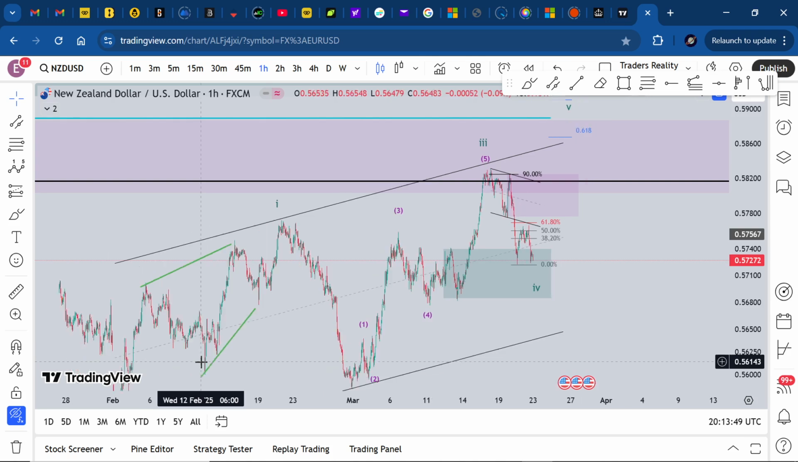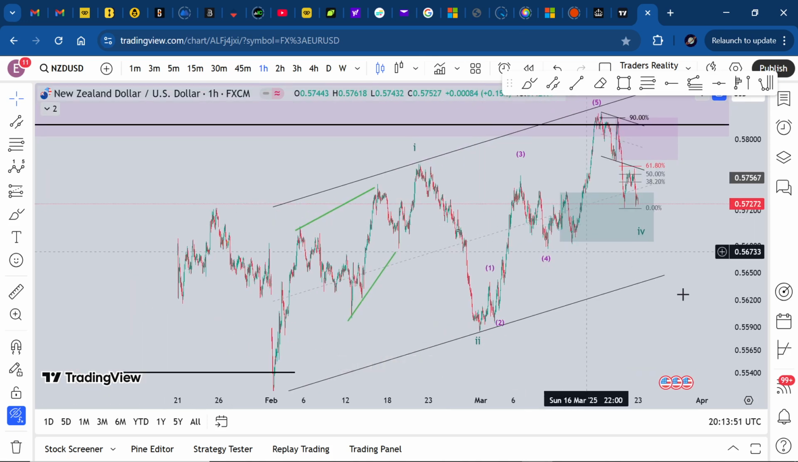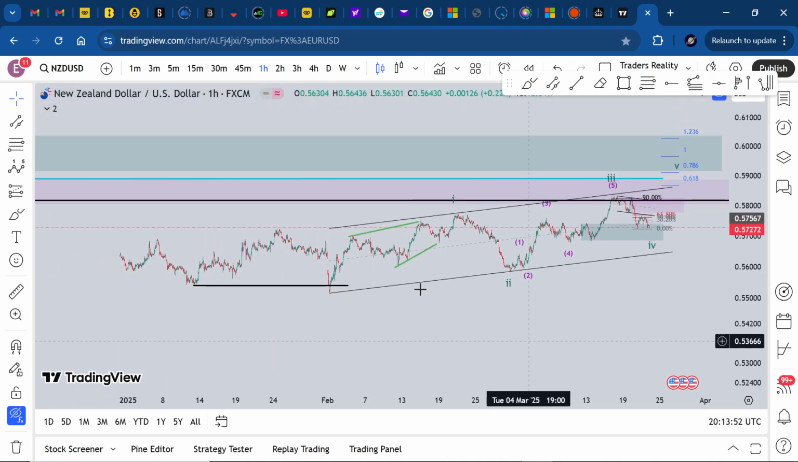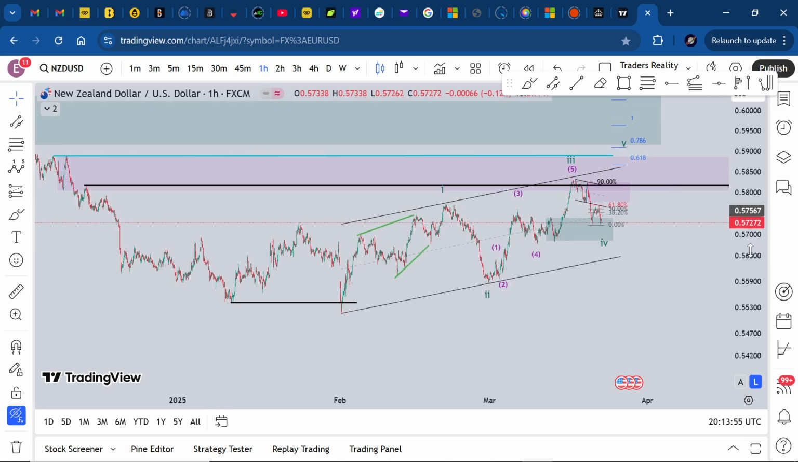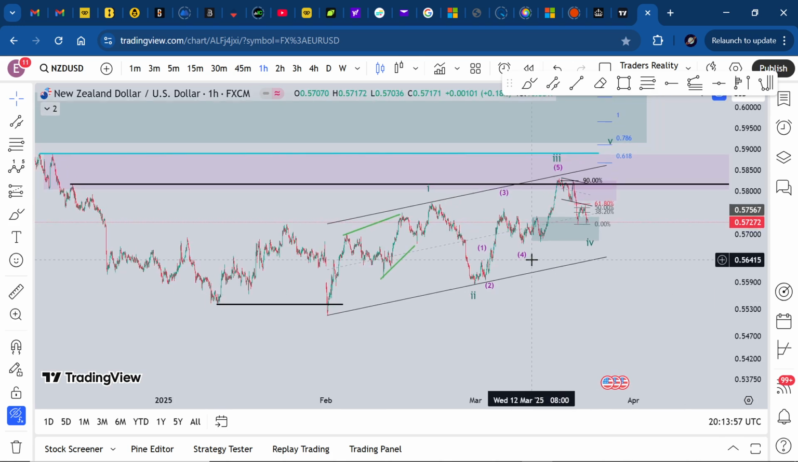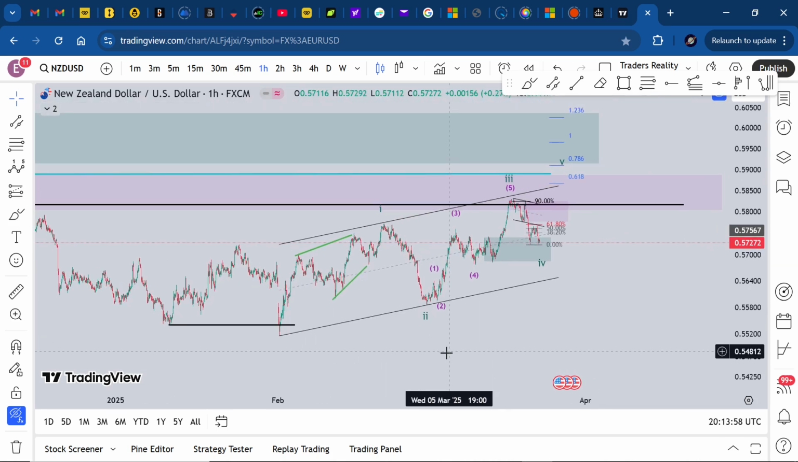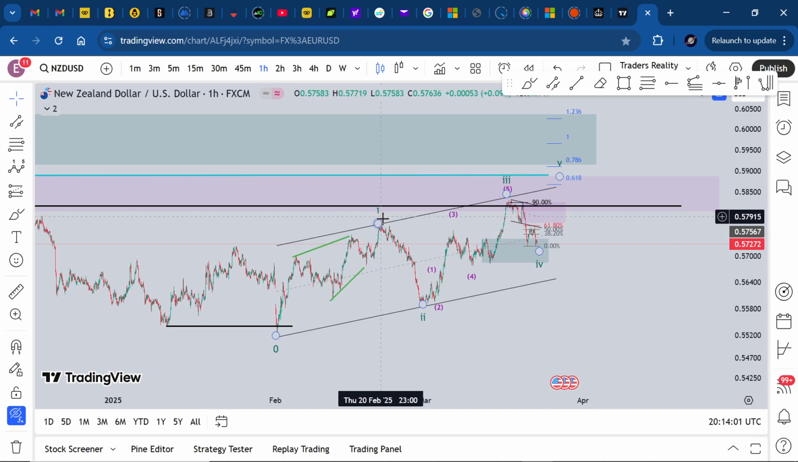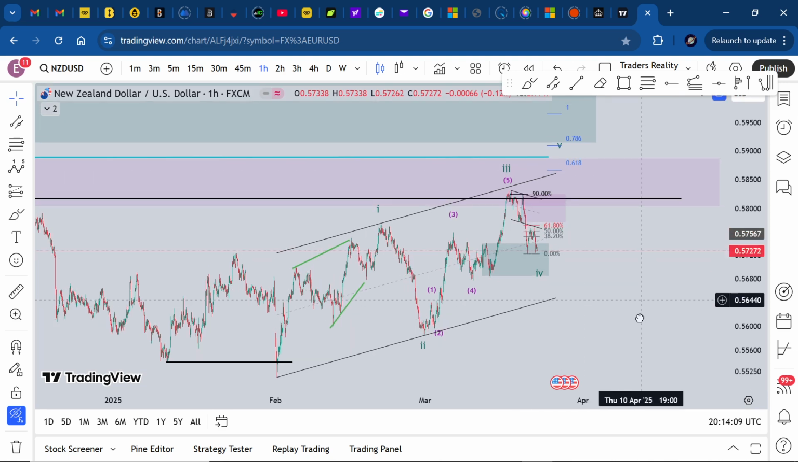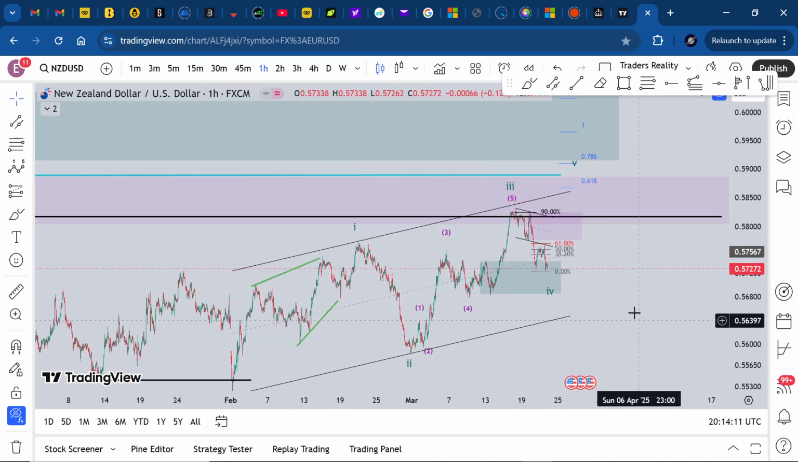NZDUSD, we started off this potential bullish trend. Really nice. I really like it. Might be my favorite count actually. In a 1 in the leading diagonal, then a 2 in green. So we got the channel. We haven't broken out yet. That's the problem with this count.